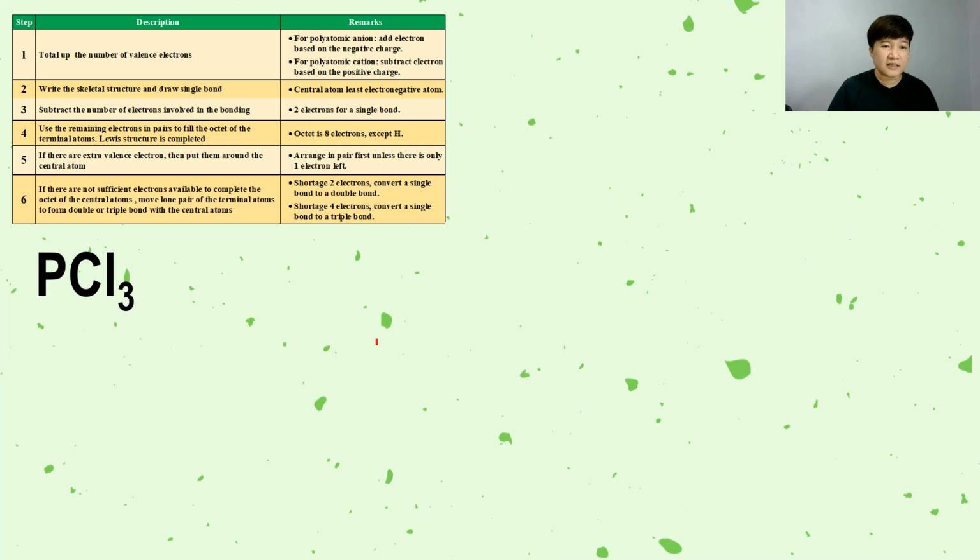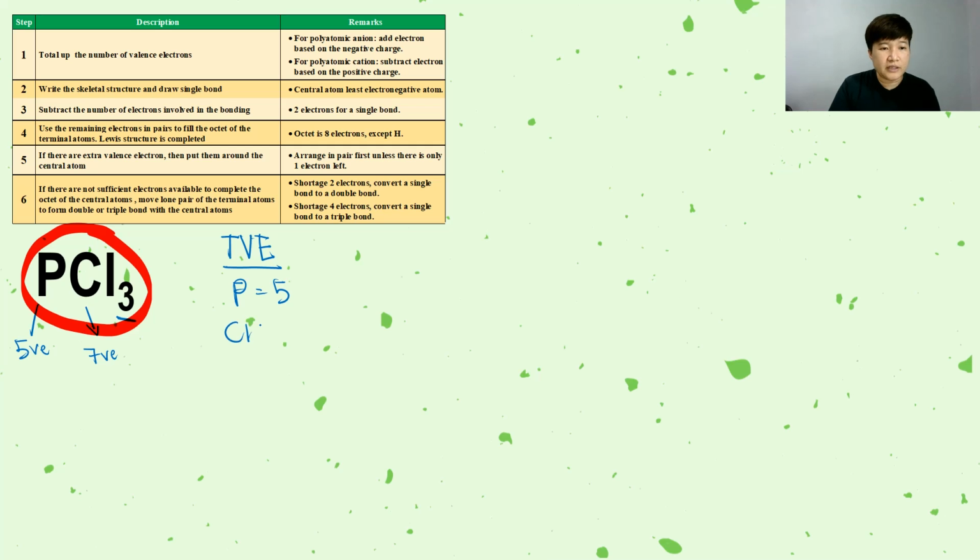The next one that I have over here is PCl3. Again, we start off with the total valence electrons. Phosphorus has 5 valence electrons, group 15. Chlorine has 7 valence electrons, times 3, which is 21. So the total valence electrons for PCl3 is 26 electrons.